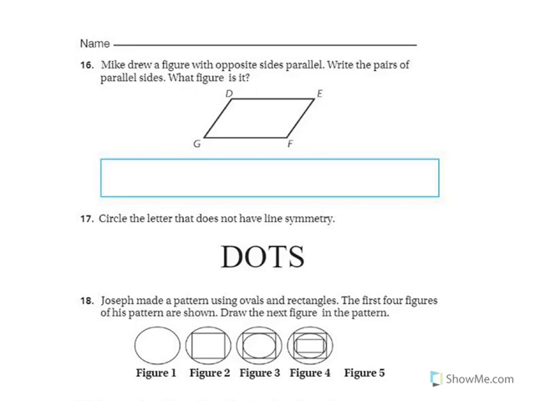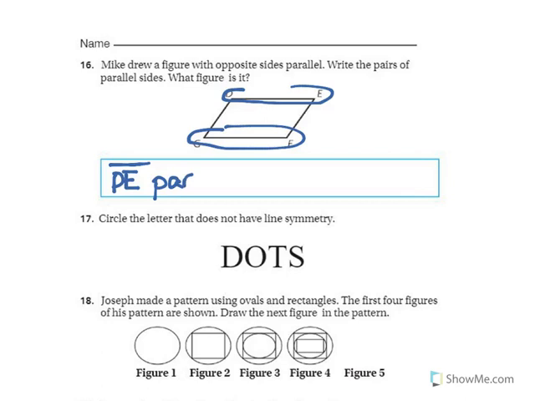Number 16, Mike drew a figure with opposite sides parallel. Write the pair of parallel sides. What figure is it? So we can see from Mike that line segment DE is parallel to line segment GF.